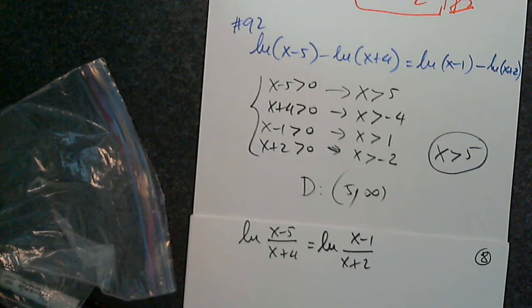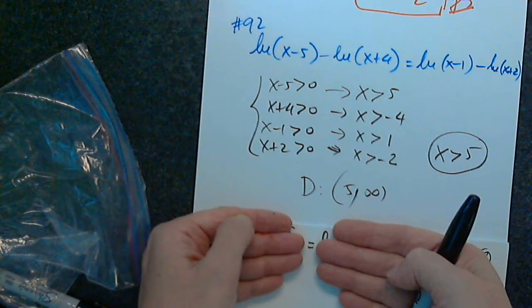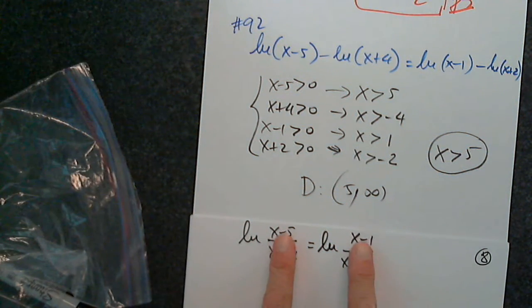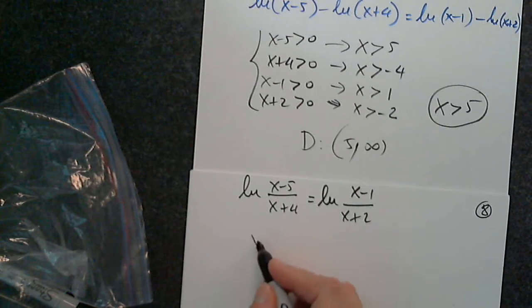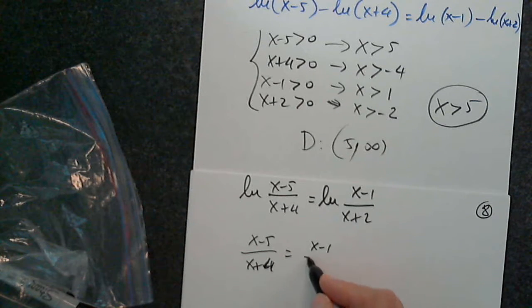Very good. Awesome. So now I'm not doing anything else. Don't cross out anything. You're not simplifying anything. We're saying this: 2 numbers are equal, and they have logs with the same base. What has to happen here? They have to be the same. There is no other way. So x minus 5 over x plus 4 must equal x minus 1 over x plus 2.